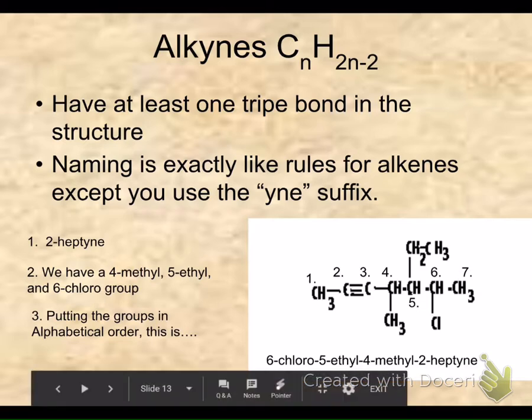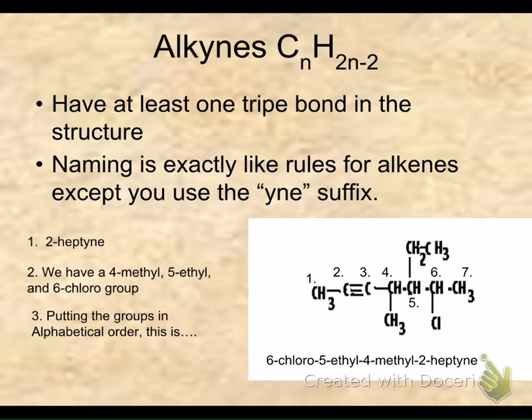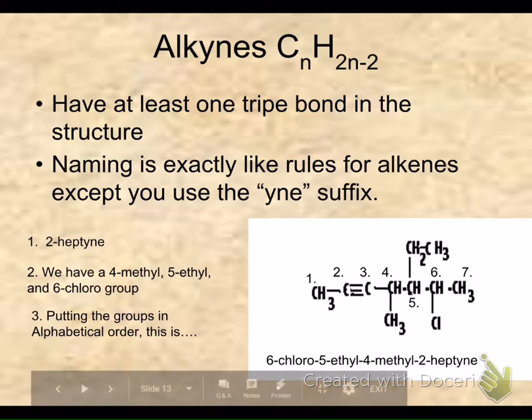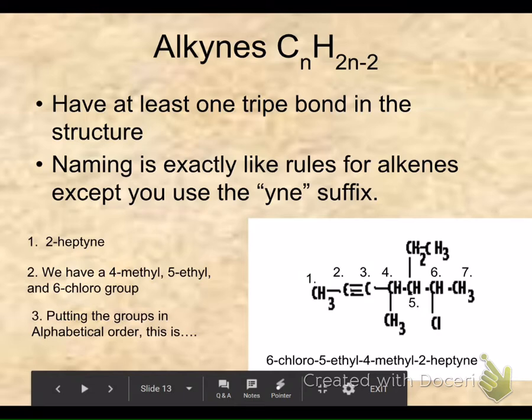All right, in this example, we have, in the longest chain that contains the triple bond, 1, 2, 3, 4, 5, 6, 7. I numbered this one for you so you can see it. It's quite a busy molecule. So this is a heptyne. Again, we give it a 2 because I want the triple bond to be on the lowest numbered carbon possible, 2-heptyne.